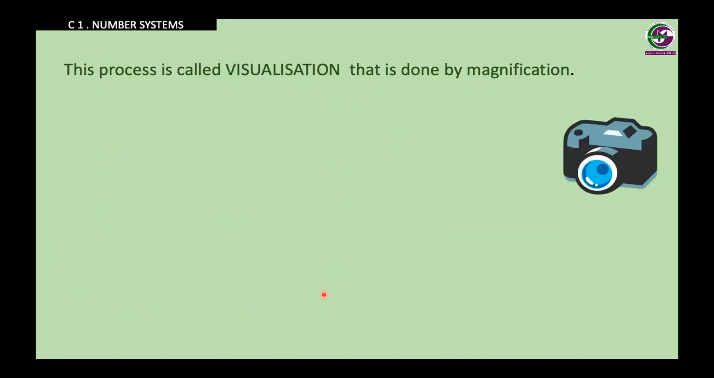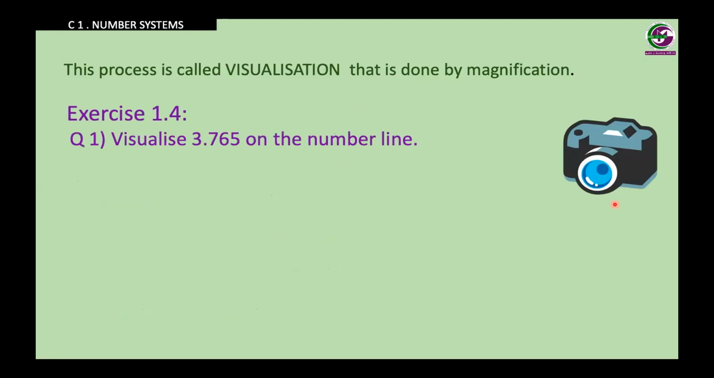Let's move on to the word that is used for doing this. This process is called visualization, and it is done by magnification. Do you know the meaning of magnification? Or zooming, making it larger and larger. That's actually what we are doing here. Now let's see the exercise.